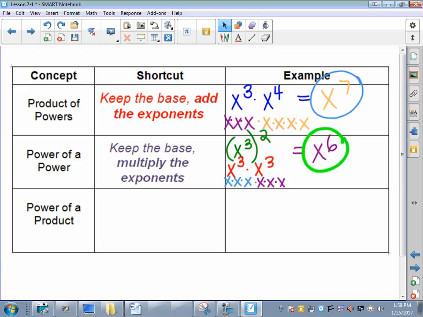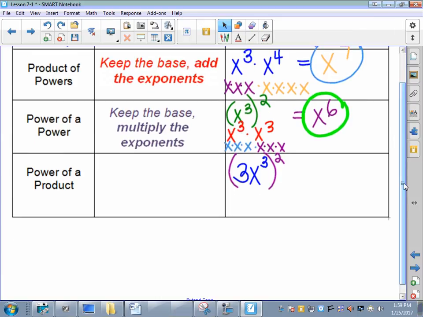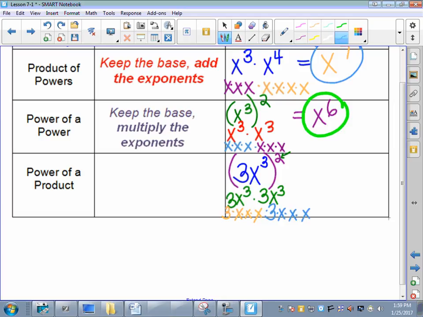And power of a product. So something like 3x cubed, and then we're going to go ahead and square that. So we're really going to do the same thing that we did with power of a power. So this 2 tells us that I've got 3x cubed times 3x cubed, which means that I've got 3 times x times x times x. And then I've got another 3 times x times x times x. So I'm going to ask you, what do you get when you multiply the 3's?